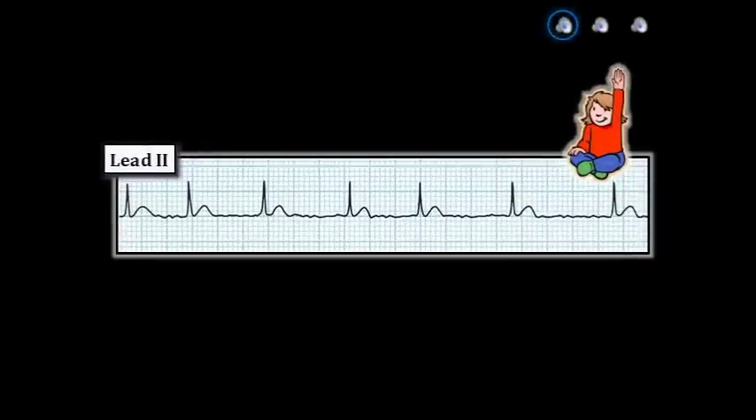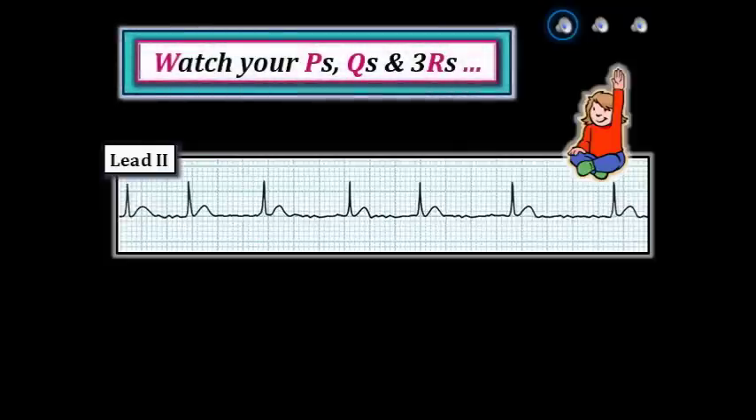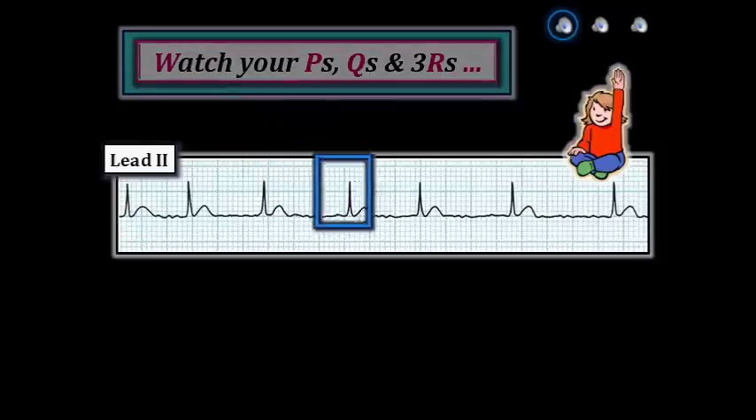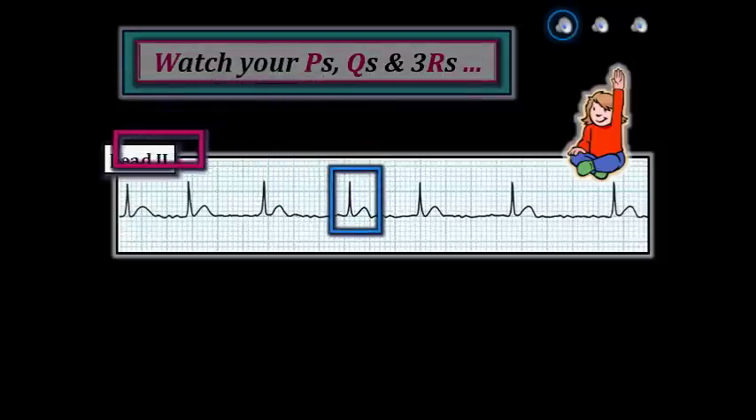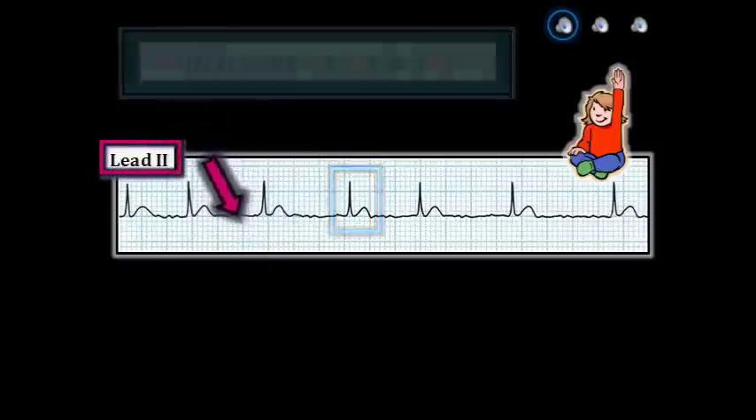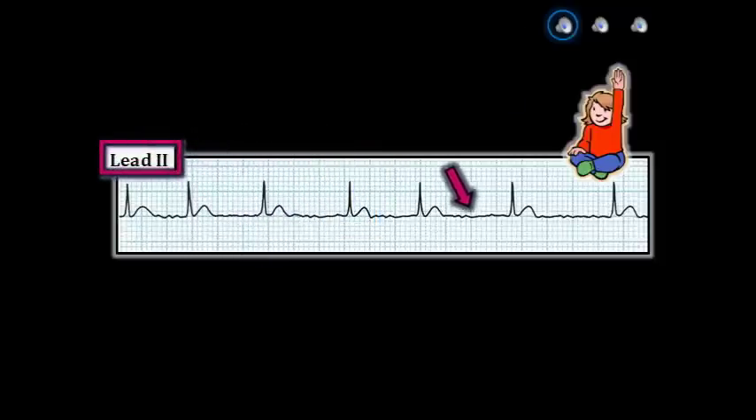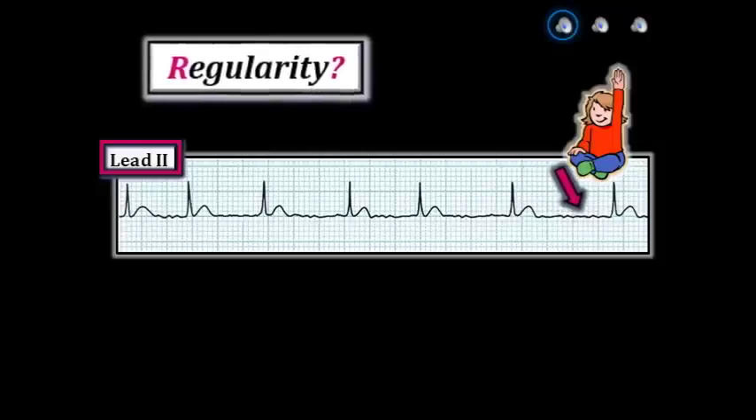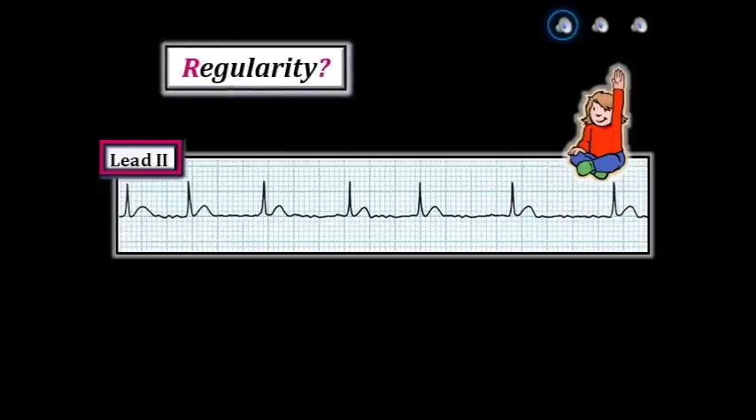Let's now switch gears and look at another category of rhythms, beginning with this tracing. By the P's, Q's, 3R approach, the QRS complex is narrow, and P waves are absent in this lead too. As opposed to the junctional rhythms that we have just reviewed, this rhythm not only lacks normal sinus P waves, but it is also irregularly irregular.